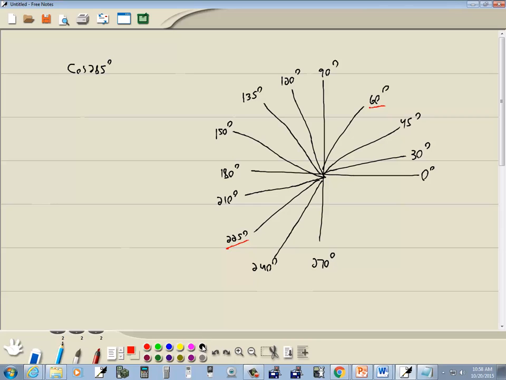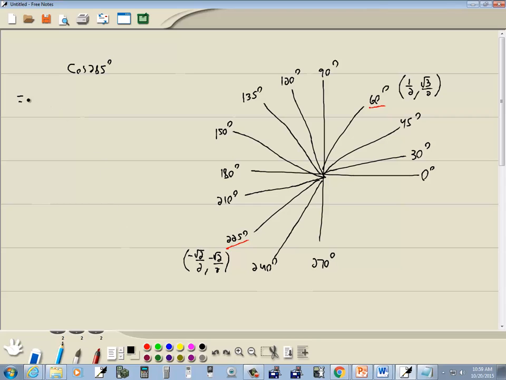So those will work. Well, let's write down what those points are. For 60 here, we're going to have 1/2, square root of 3 over 2. For 225, we'll have, let me think this through. Oh, this is one of the quarter marks. So this is negative square root of 2 over 2 and negative square root of 2 over 2.